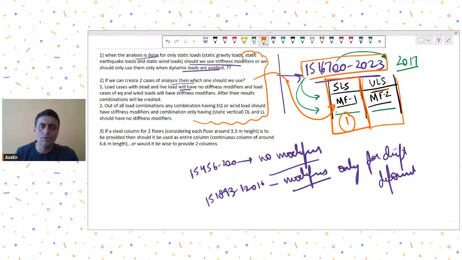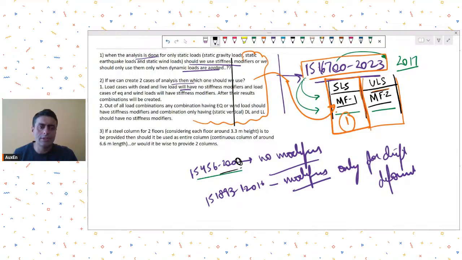So if you are using modifiers for a structure being designed and analyzed as per 456-2000, then remember that it's not as per the codal provisions. Of course, the upcoming revision of 456 does mention the use of modifiers. But anyway, the short answer is that you shouldn't be confused about these things.